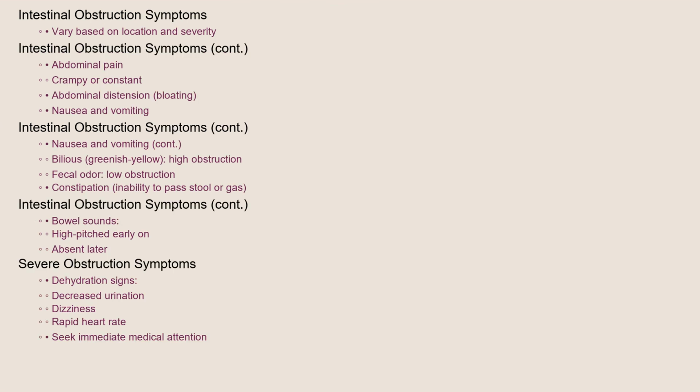The symptoms of intestinal obstruction can vary depending on the location and severity of the blockage. Common symptoms include abdominal pain, which can be crampy or constant, abdominal distension or bloating, nausea and vomiting, which can be bilious, or greenish-yellow, if the obstruction is high in the small intestine, or fecal, smelling of feces, if the obstruction is lower down, constipation, or inability to pass stool or gas, and high-pitched bowel sounds early in the obstruction, followed by absent bowel sounds as the obstruction progresses.